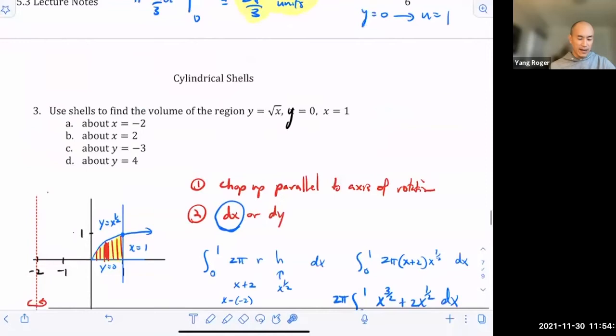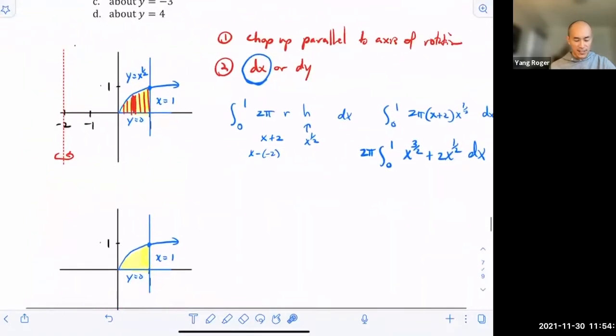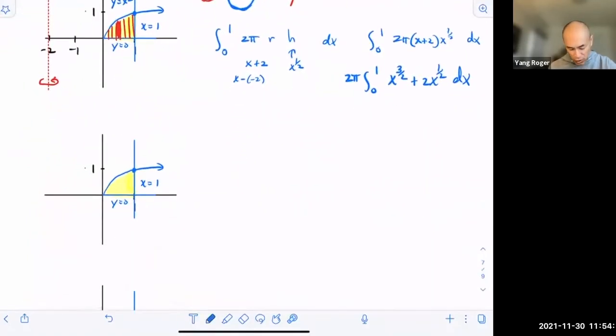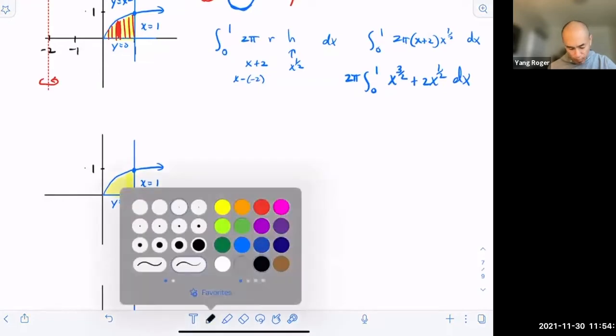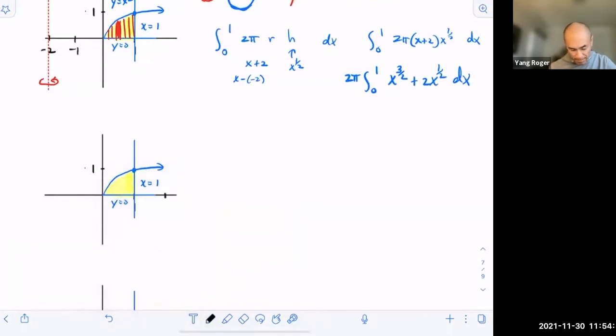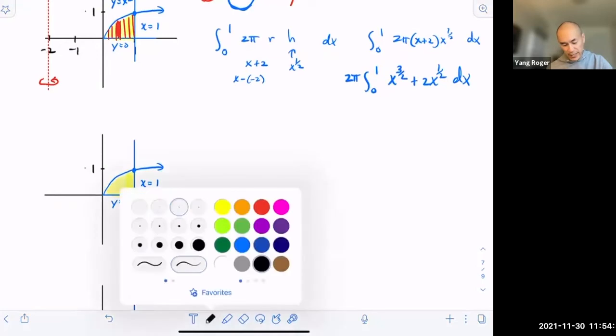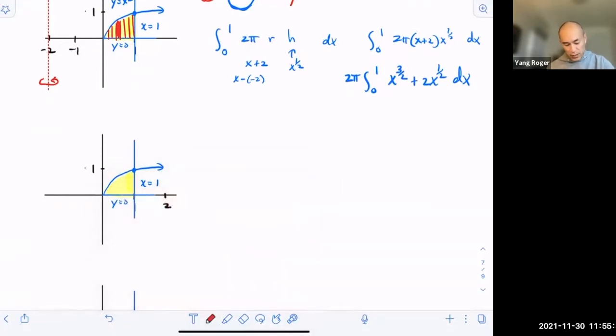Let's look at the next one about x equal to 2. So this is a little bit harder. There's a 2 over here. Axis of rotation is x equal to 2.